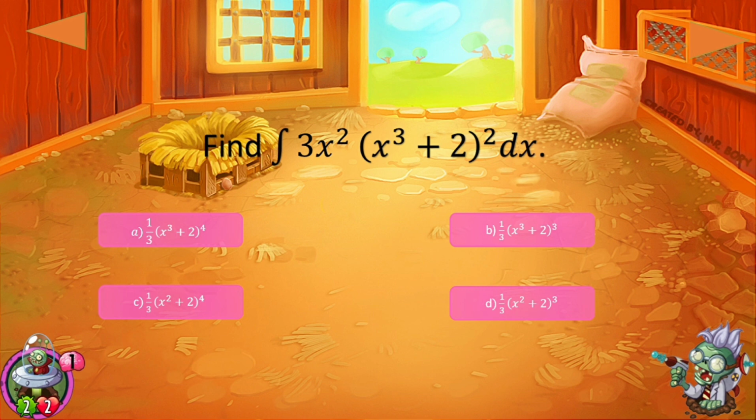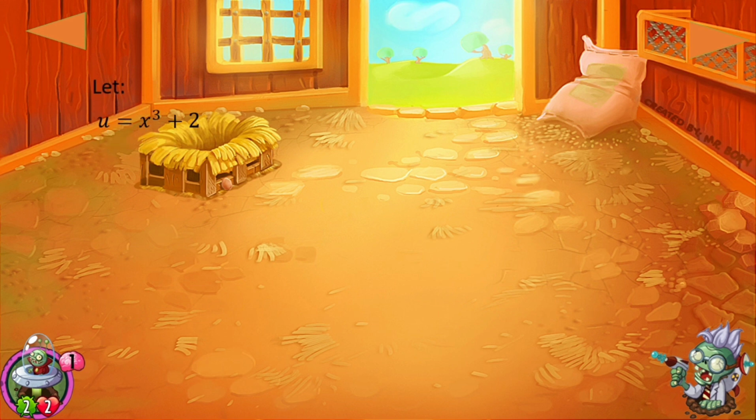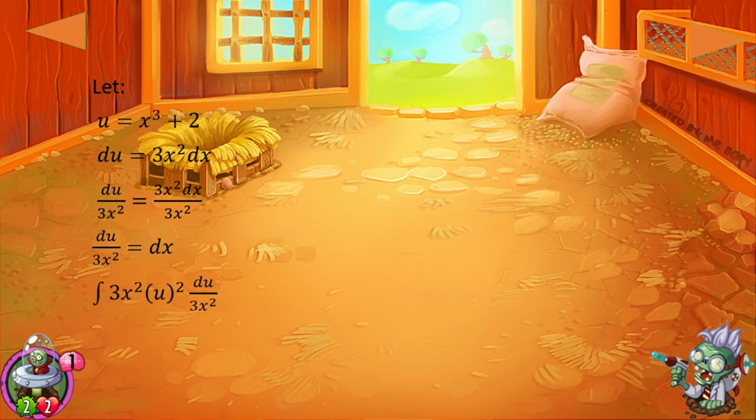Now let's dig in more on how we got this answer. Let u equal x cubed plus 2. Then du is equal to 3x squared dx. Now to let the dx remain, let's cancel the 3x squared, so divide both sides by 3x squared. Now we have du over 3x squared is equal to dx. Now let's substitute the dx by du over 3x squared.